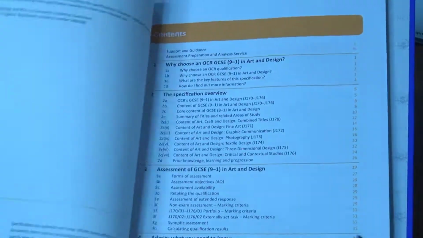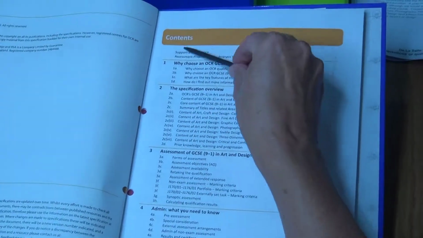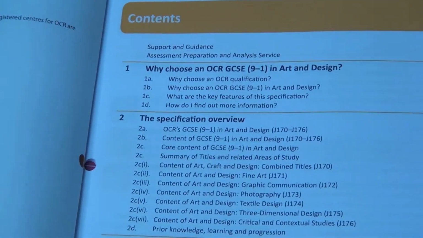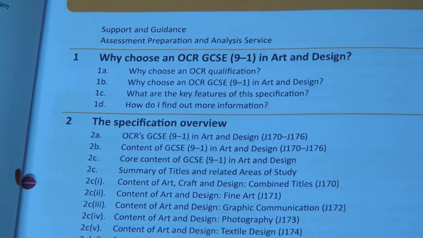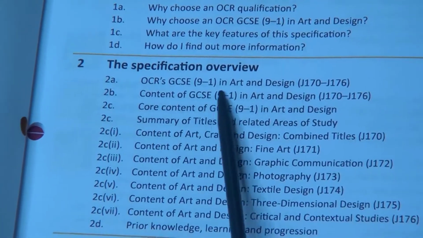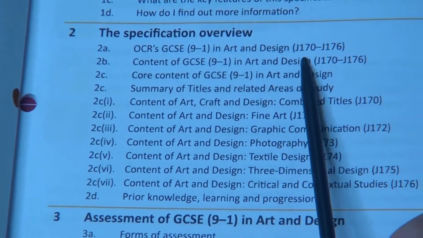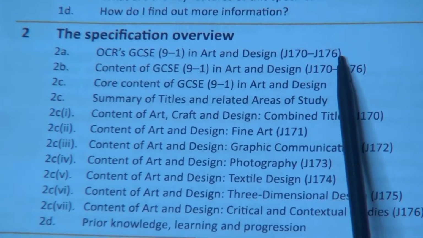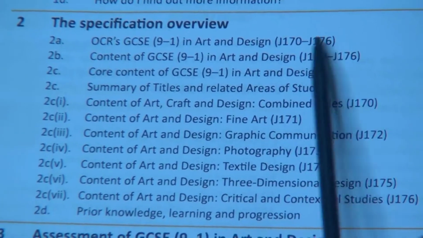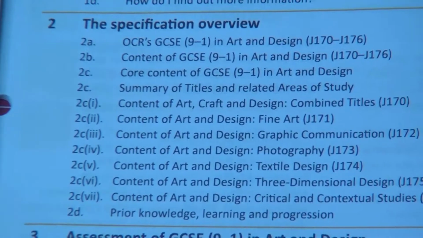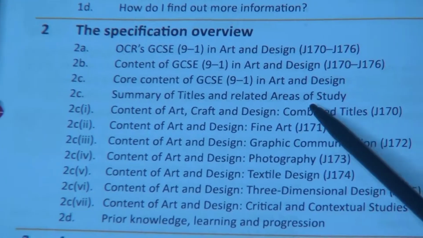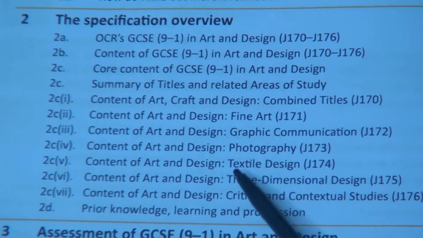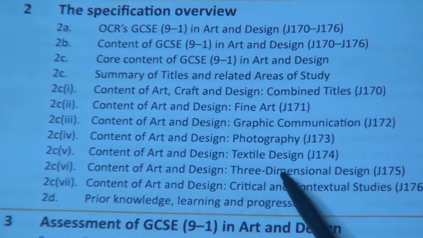So the first thing I suggest you do is just familiarise yourself with the contents. And what you're looking for is the pages that refer to your specification number. So as you can see here, we've got art and design for these specification numbers. He's not doing that. His is J171, so I know these pages are irrelevant. I know this is irrelevant because he's not doing combined titles, he's not doing graphic communication or photography or textile design or any of these.